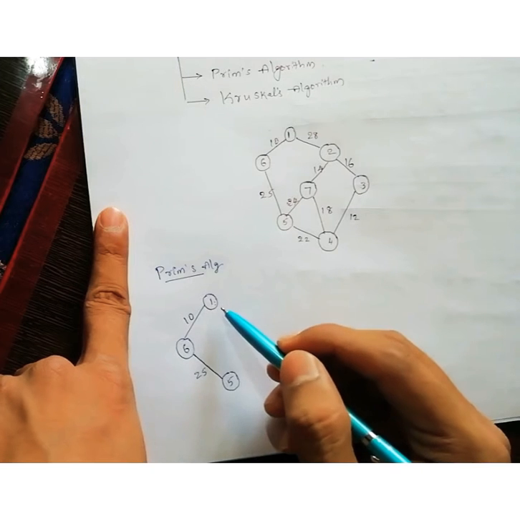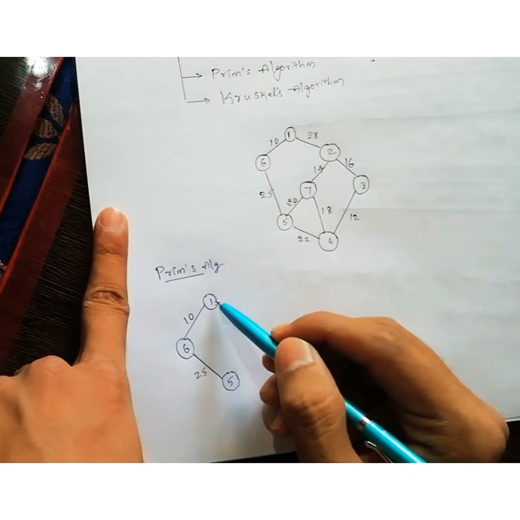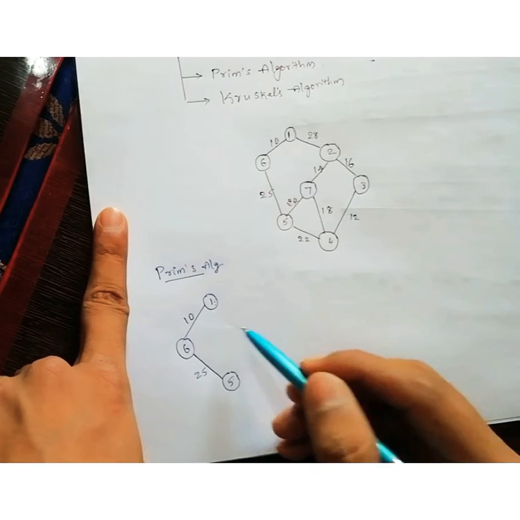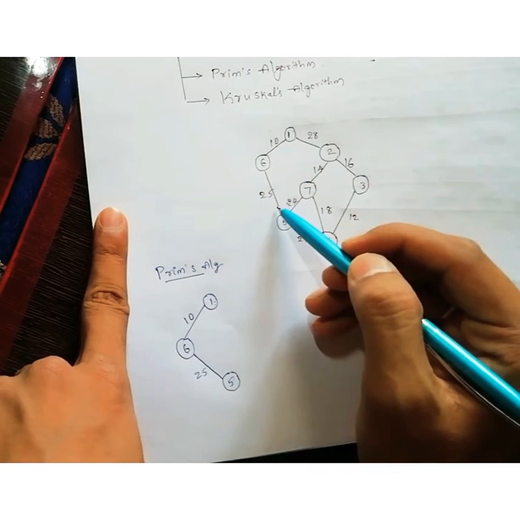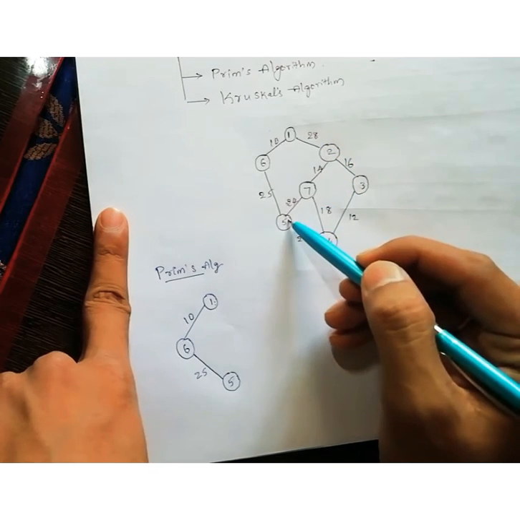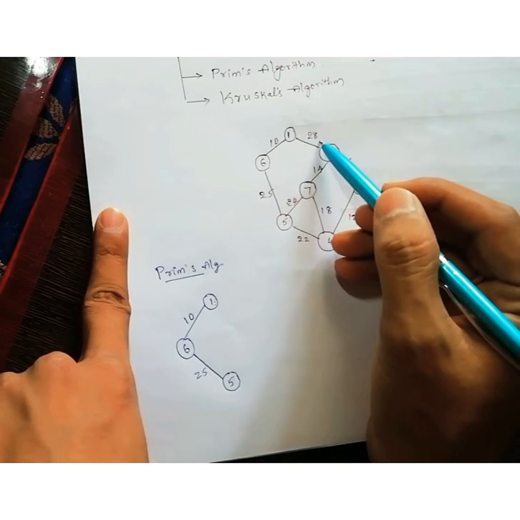Next, you have to see the outgoing edges of all vertices 1, 6, 5. So the outgoing edge of 6 is already completed. Now see the outgoing edges of 1 and 5. So the outgoing edge of 1 is 28.